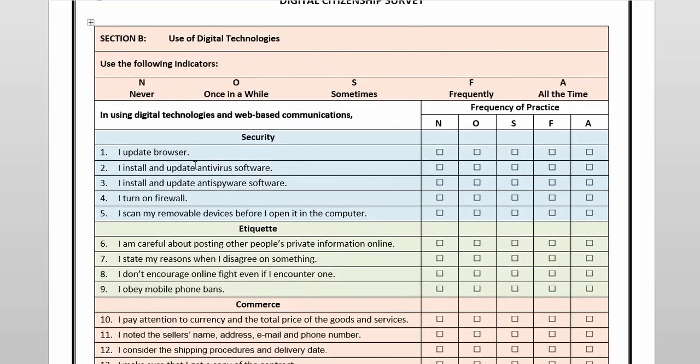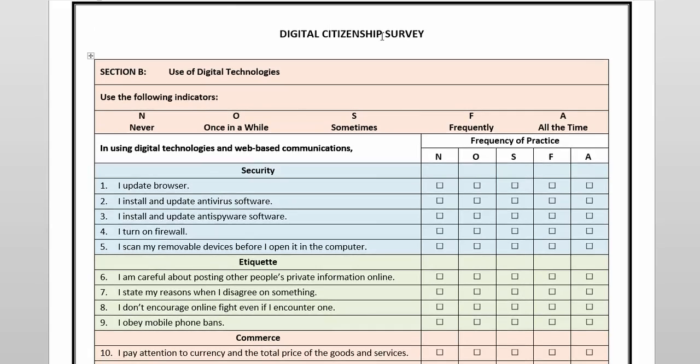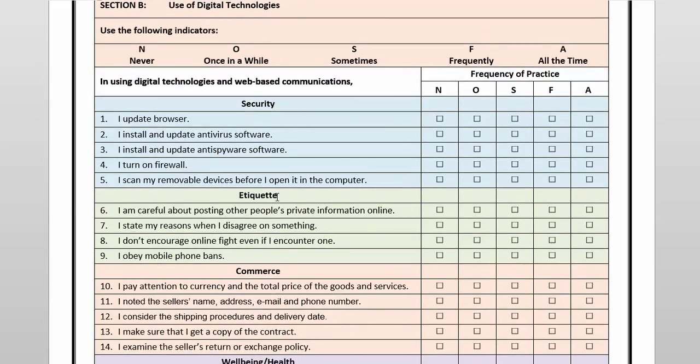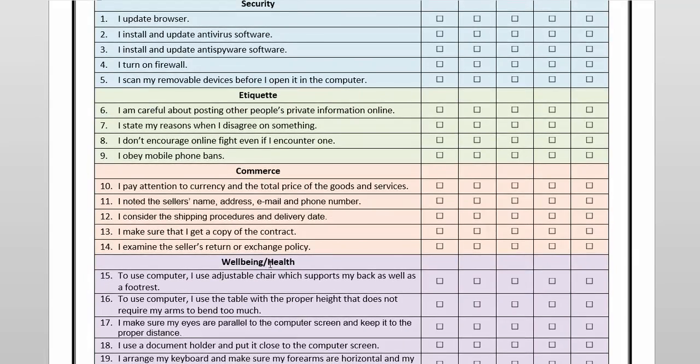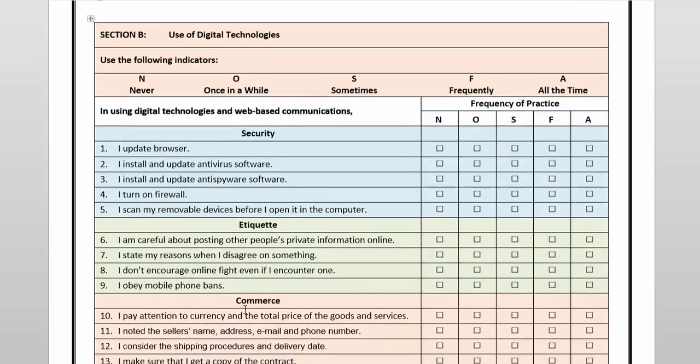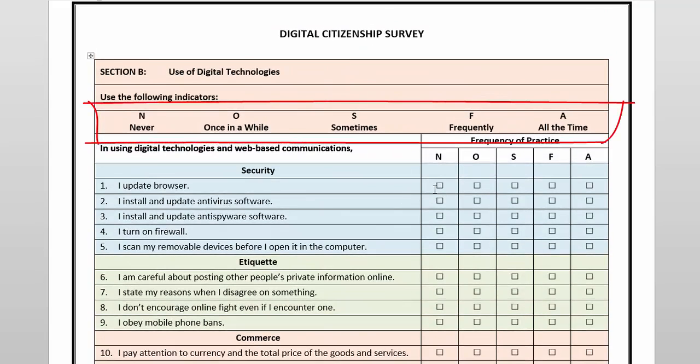And as you can see from the color, a set of questions is measuring a subconstruct or a subdimension of the digital citizenship. So for example, we have 5 items which are measuring security. And then we have another 4 measuring etiquette, and then measuring commerce, health, well-being, and responsibility. Those items are also being measured on a scale of 5 here. So never, once in a while, sometimes, frequently, and all the time.